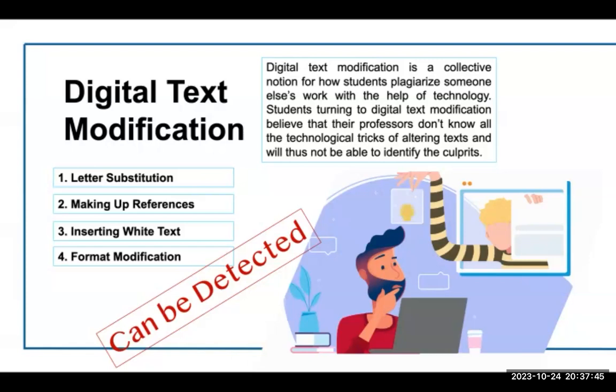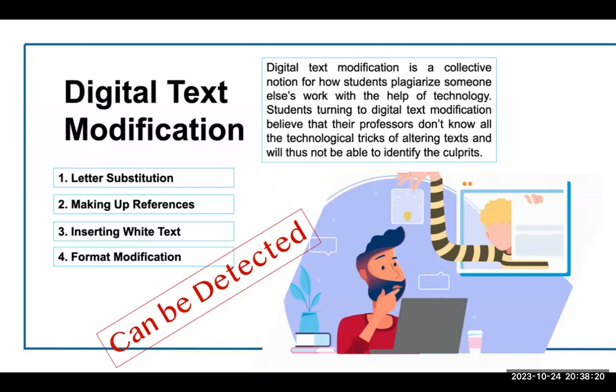So let's take text modifications, for example. While they might seem different, text modifications are still a form of plagiarism. Just in September 2019, Unicheck detected 7% text modification. So text modification is also one of the plagiarized works. There is digital text modification, a collective notion for how students plagiarize someone else's work with the help of technology. Students turning to digital text modifications believe that their professors don't know all the technological tricks of altering text and will thus not be able to identify the culprits.